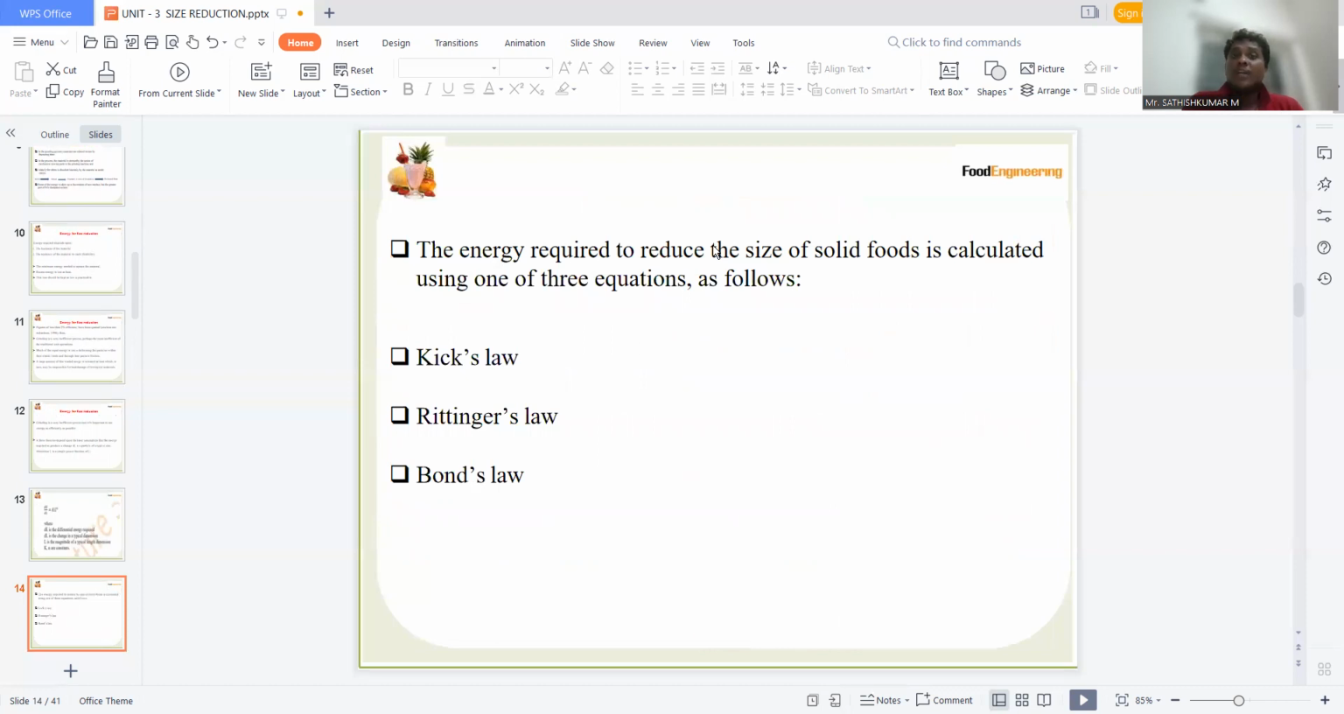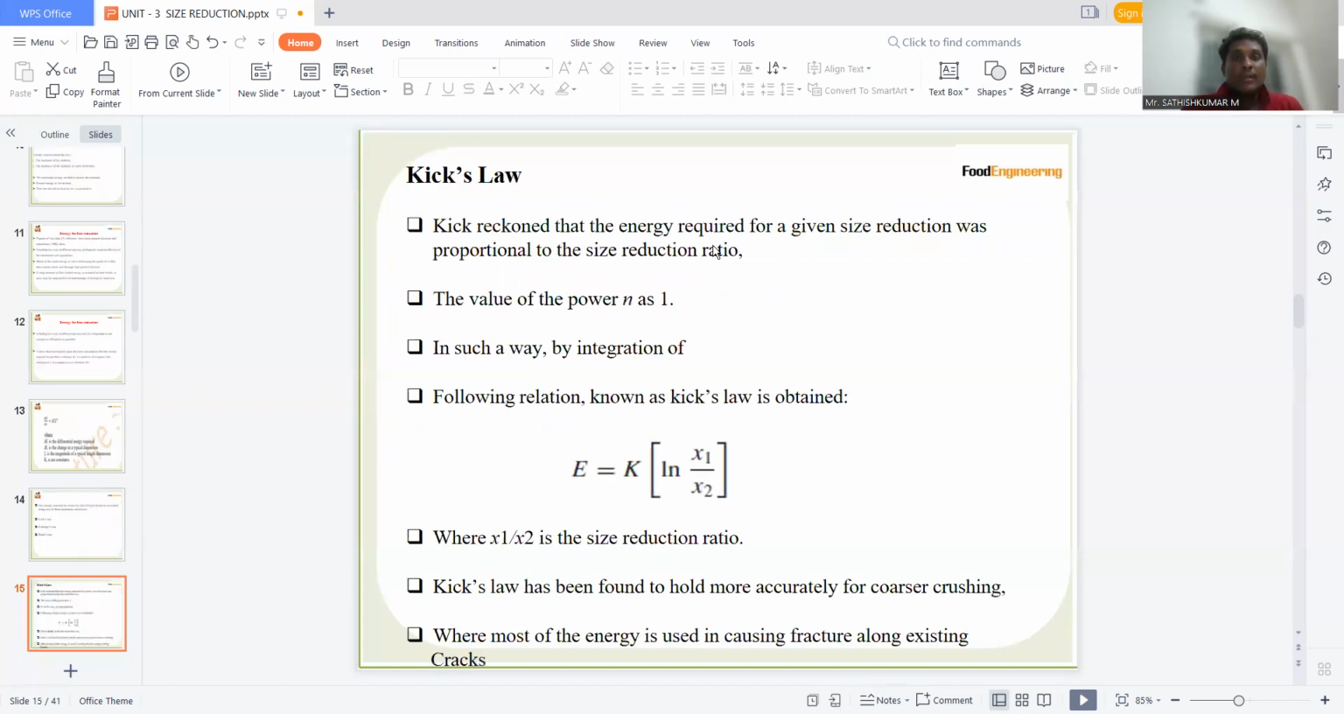The energy required to reduce the size of solid particles is calculated using one of three equations. The main three laws applicable to size reduction practices are, first, Kick's law, second, Rittinger's law, and third, Bond's law. Kick's law states that the energy required for a given size reduction is proportional to the size reduction ratio. This is the statement of Kick's law.